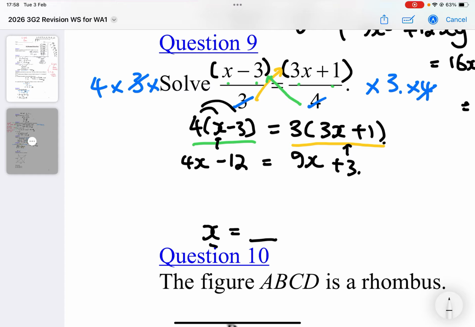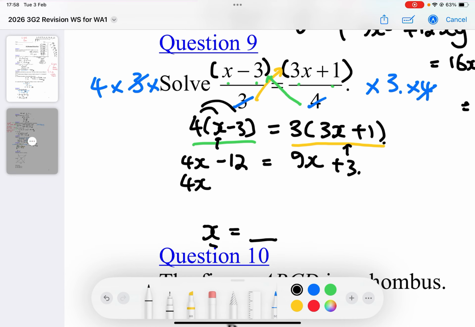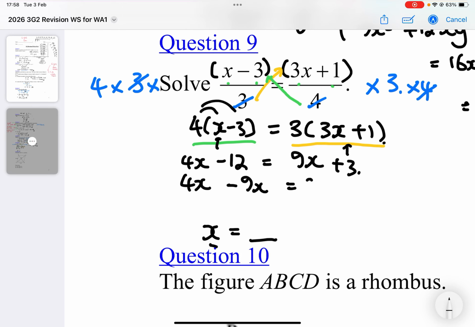Then I want to put all my x together. 4x is already on the left, I leave it here. My 9x wants to go from the right to the left, so it becomes minus 9x on both sides. My 3 is already on the right, I don't need to change. My minus 12, I want it to come to the right, so I need to plus 12 to both sides. Then the minus 12 will disappear from the left and appear on the right. 4x minus 9x, negative 5x. 3 plus 12, 15. Then I want x, I don't want minus 5x.